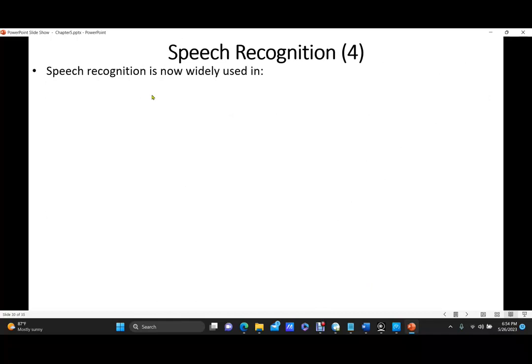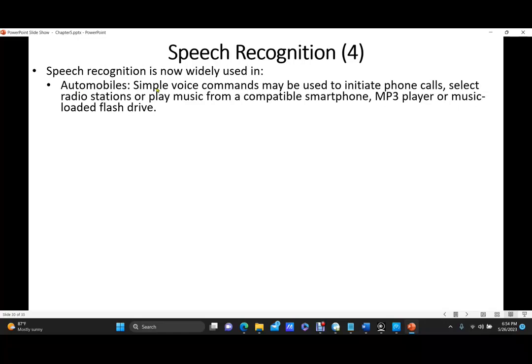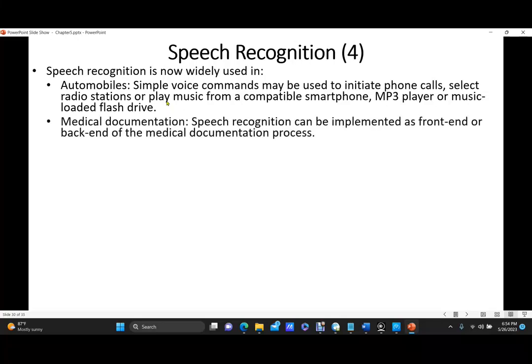Speech recognition is now widely used in automobiles, where you can initiate phone calls with simple voice commands, select radio stations, and play music from a smartphone, MP3 player, or from music loaded on a flash drive. And speech recognition is used in medical documentation.